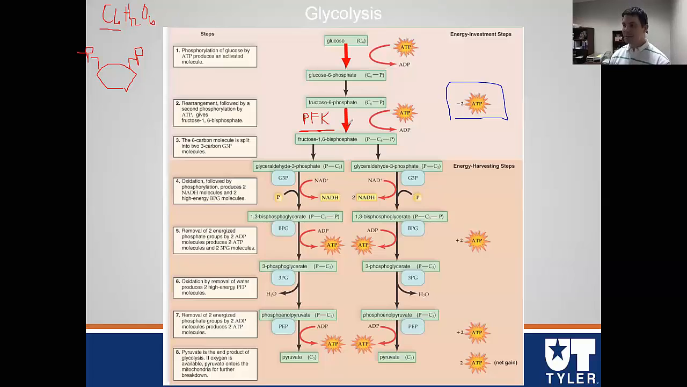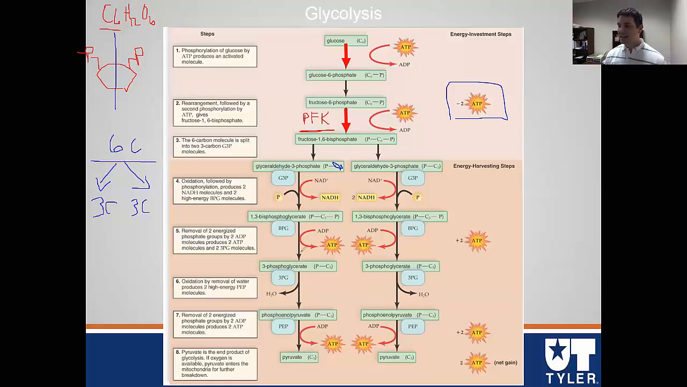Right? The next step is to split this molecule in half. So beyond this, we now take a 6-carbon sugar here, and we split it now into 2 3-carbon sugars. Right? So now everything is essentially doubled, and this figure does a really good job showing that we split this right down the middle. 6-carbon now becomes 3-carbon sugars. So you can see I've also illustrated this in the figure.